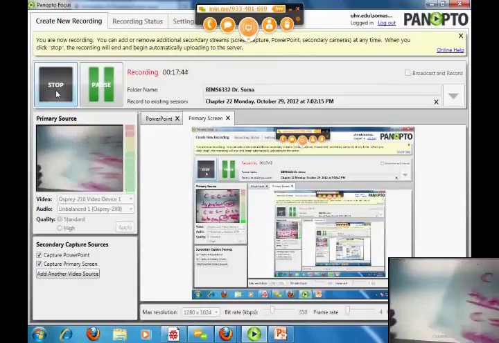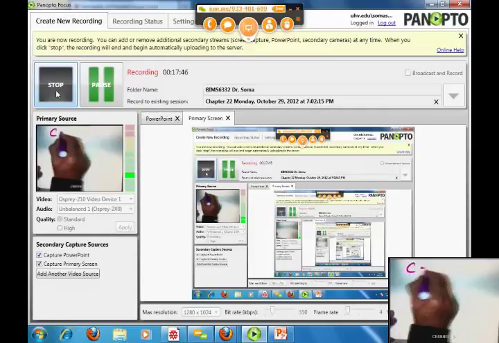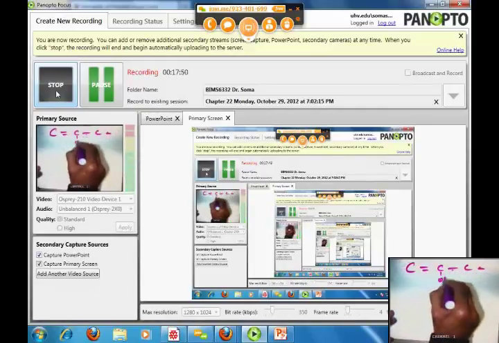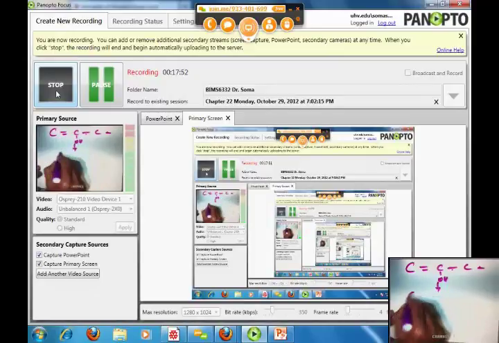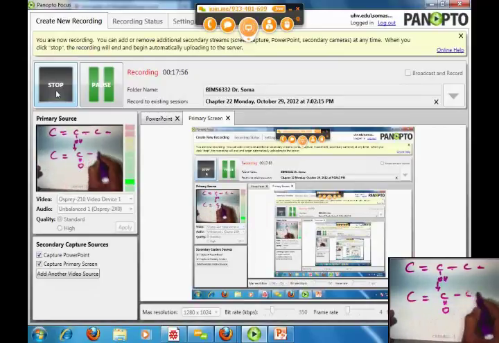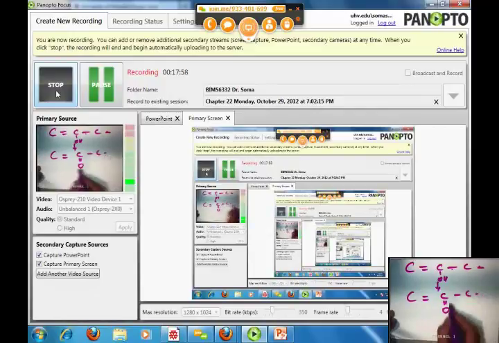What is a keto group? Here, I put it over here. The OH becomes C double bond O. So this is a keto group, a ketone. And then what happens?